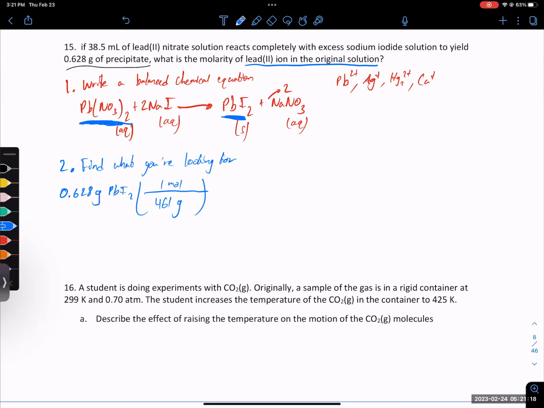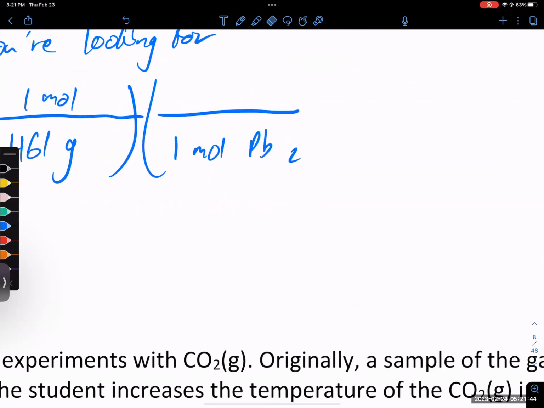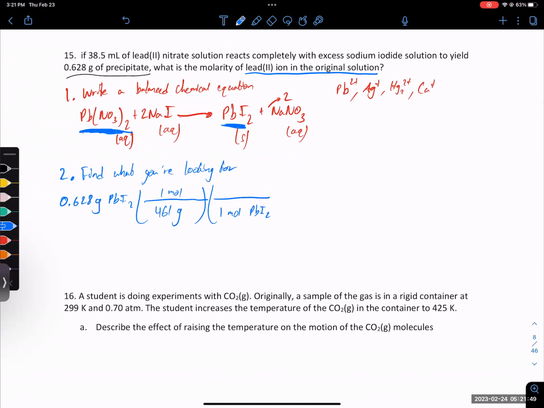And then we use our mole ratio here. What's our mole ratio? So on a test, well, you have to write it down. Exactly. Just skip it. If it's 1 to 1, then you know it's 1. But I'm gonna write it for teaching purposes. For every 1 mole of lead-2 iodide, it's a terrible looking I, for 1 mole of lead-2 iodide, there is 1 mole of lead-2 nitrate.